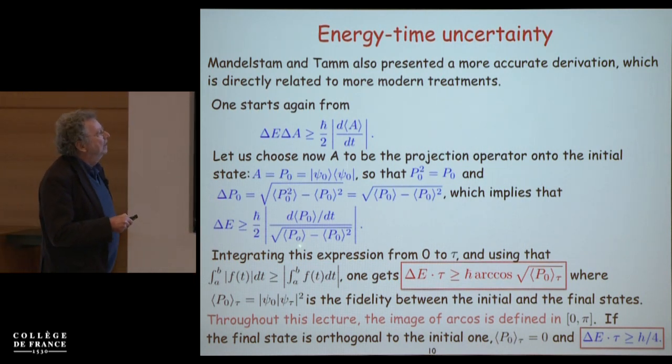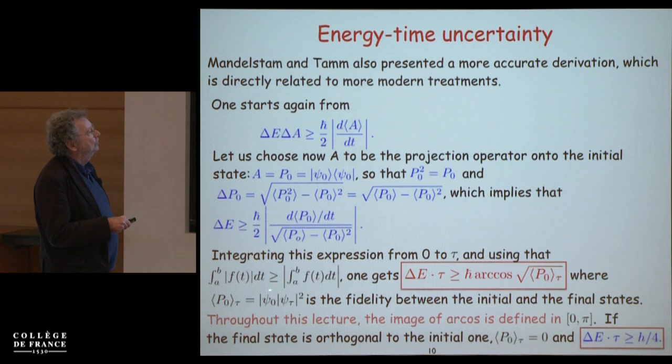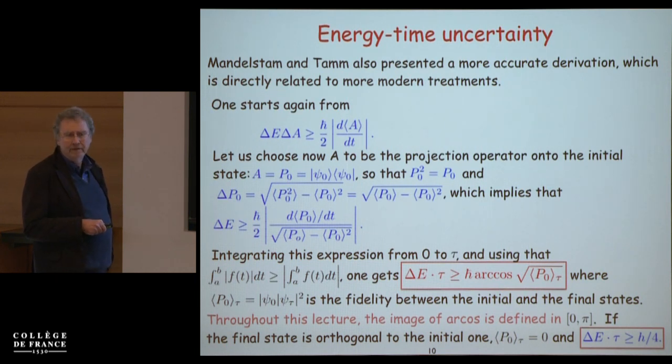Now, you use also, again, that the integration of the magnitude of some expression is larger or equal than the magnitude of the integral of the expression. And if you integrate that, you see this is simple to integrate. It's just the derivative of an arc cosine. So you get that delta E times tau, that's the integration of the left-hand side, is equal to h bar arc cosine of the square root of the average value of P0 at time tau.